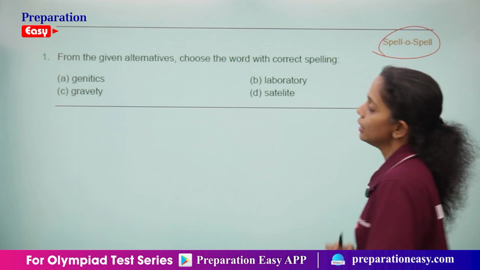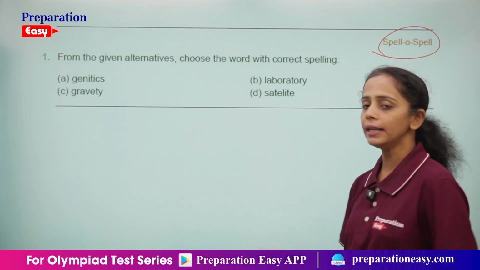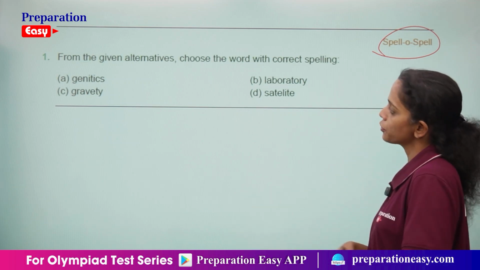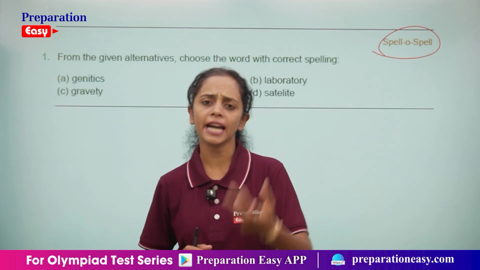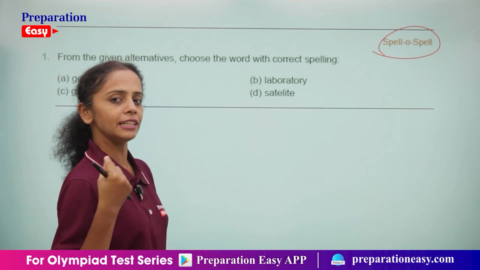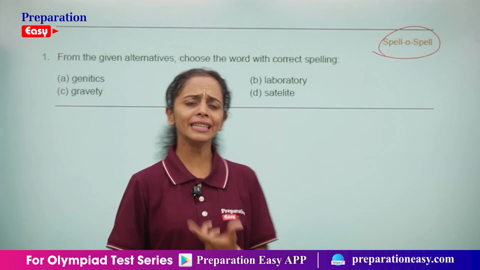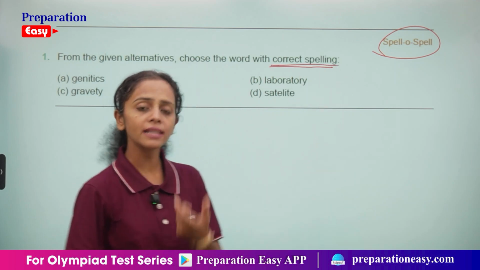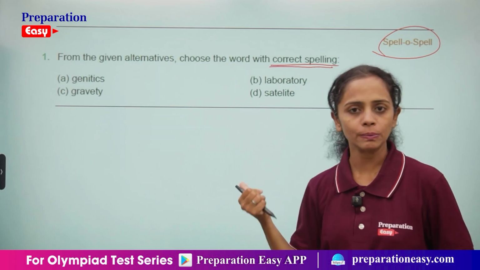Chalo, let's see it. From the given alternatives, choose the word with correct spelling. First is genetics, gravity, laboratory, satellite. Clear? It consumed your time. It's taking some time from your end, right? Instead of it, we will do one easy trick which I am going to teach you. Focus on the key points. What are the keywords? What do you have to find over here? You have to find the correct spelling. So, correct spelling is actually the keyword for this Spell O Spell section.